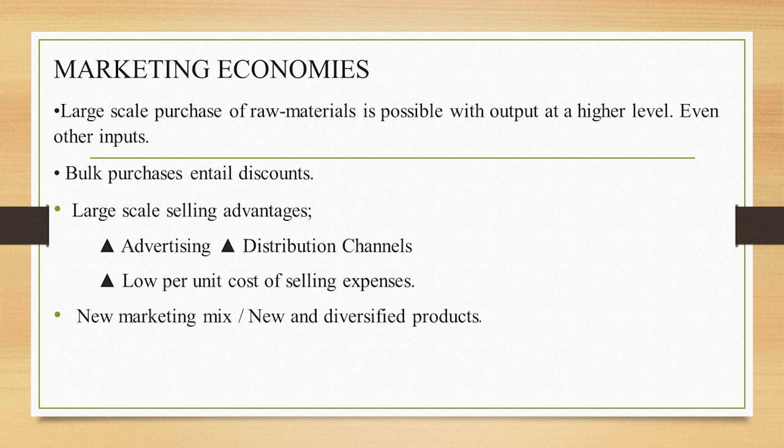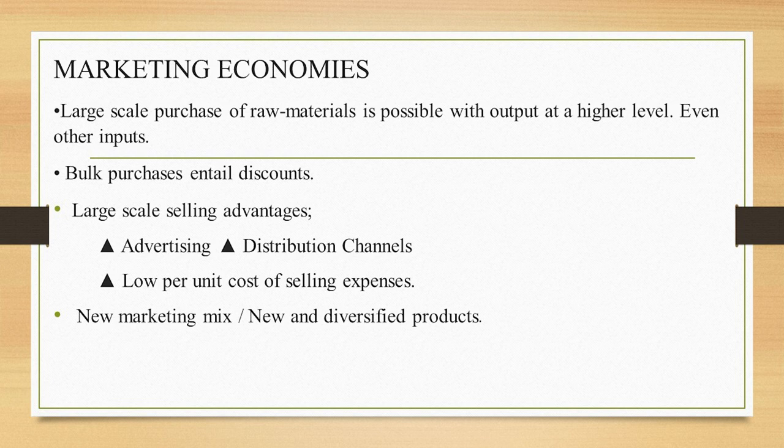Like we as buyers, when we buy during the festival period, sellers are able to sell a lot during the festival period. As a result, they reduce their prices and give some very attractive discounts. So if this is available to an individual consumer, then how about a big producing firm? Of course, they can dictate their own terms for getting the inputs. Then large scale selling advantages are also there. Like advertisement can be issued at a very big level, which cannot be issued at a small level. Similarly, the advantage of distribution channels can also be taken.